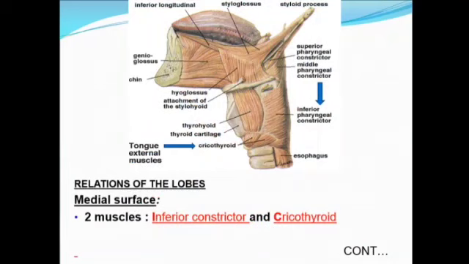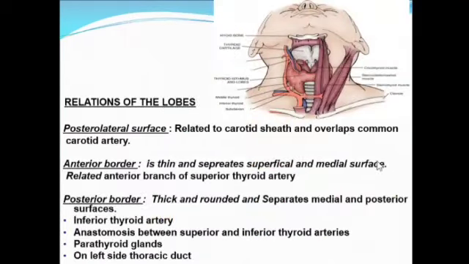Now the relations of the lobe on the posterolateral surface. It is related to the carotid sheath and overlaps the common carotid artery. Now the anterior border of the lobe is thin and separates the superficial and medial surfaces, and it is related to the anterior branch of the superior thyroid artery.